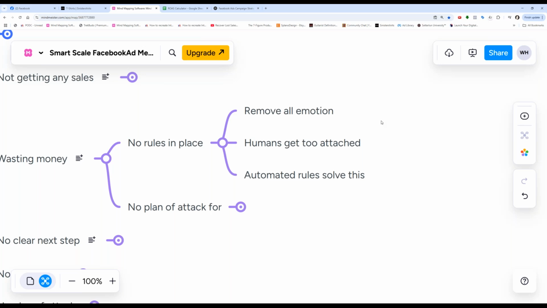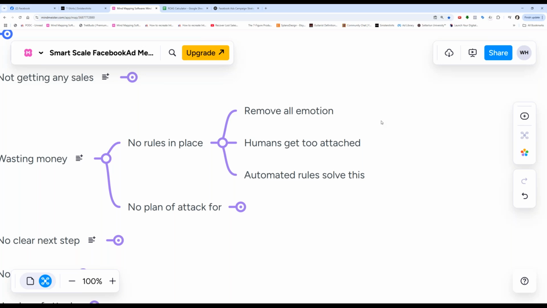Humans get too attached. I am guilty of this myself. There are times when I have ads running and I'll be like, what if I just give it $10 more? What if I give it another day? What if I give it another $20? It's showing signs of life here. I really almost become attached to that ad, and I just want to give it a little bit more. But I'm telling you, don't do that because you are going to end up wasting money if you have no rules in place.